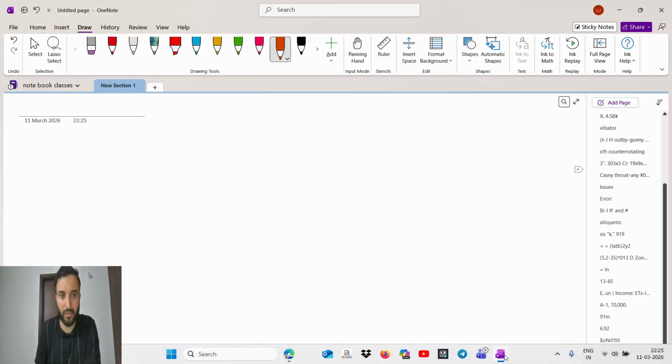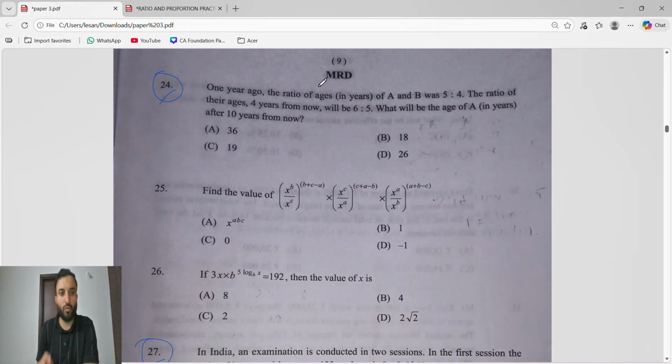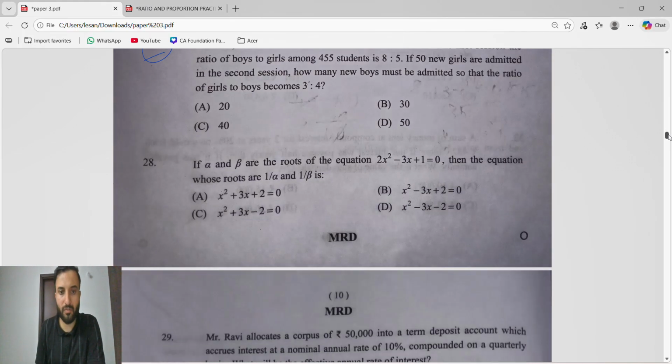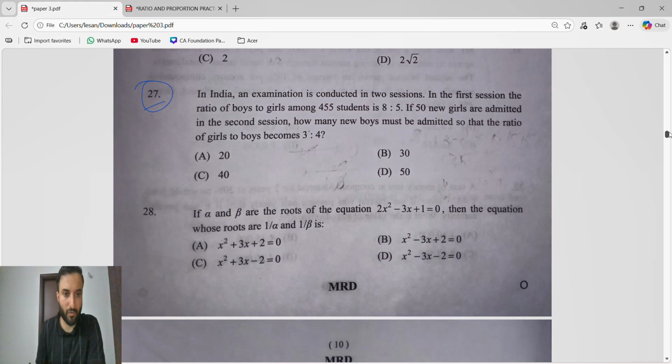As I have promised, we will solve these two questions which appeared in the January 2026 CA Foundation exam. Let's see. Guys, we will use our little brain. Okay, before this we will first solve question 27.